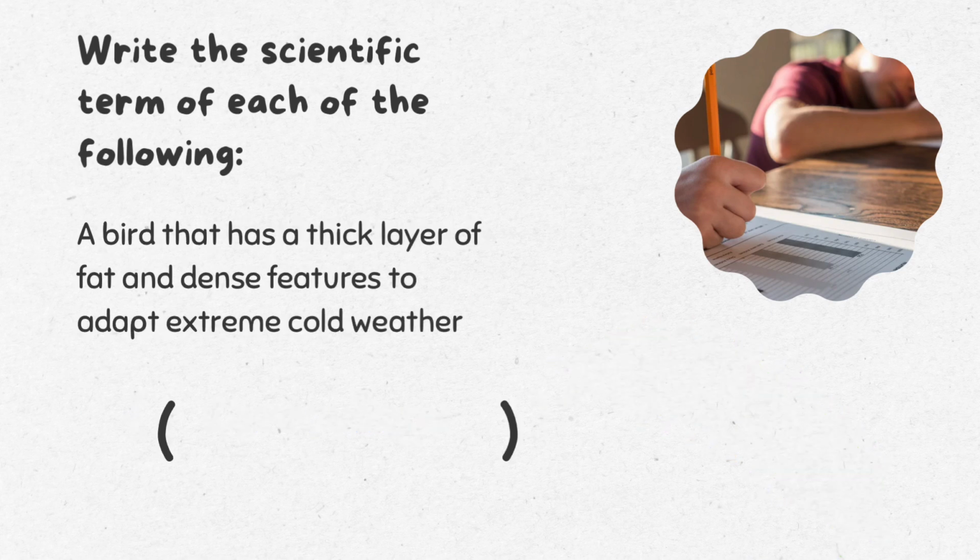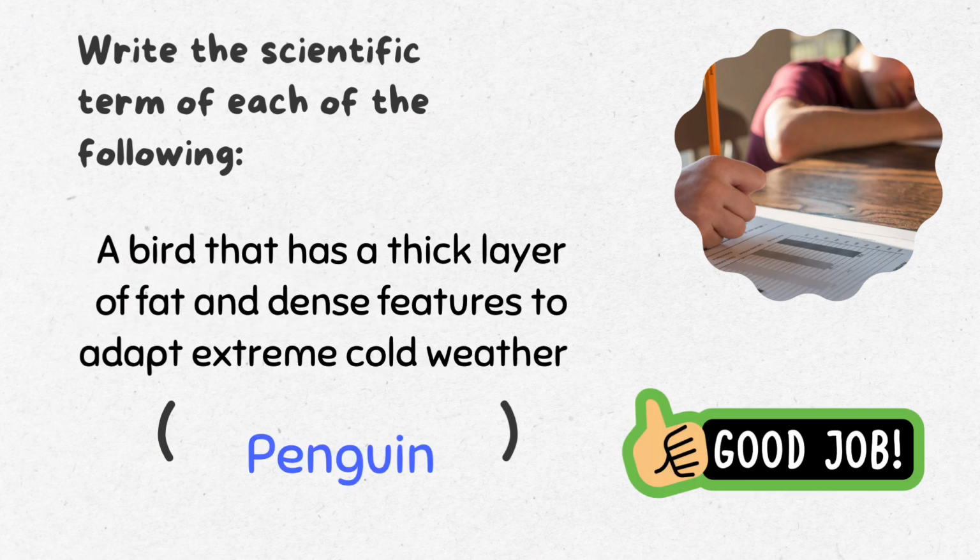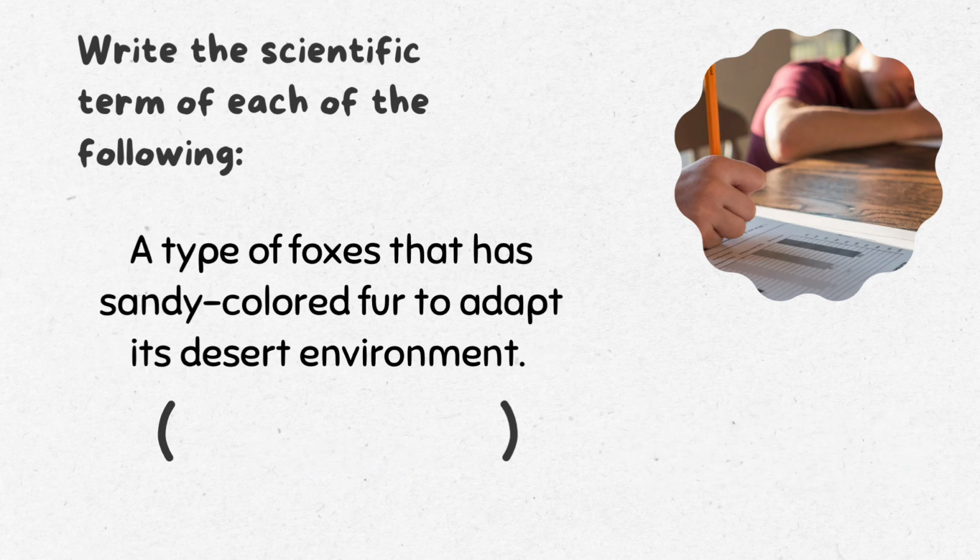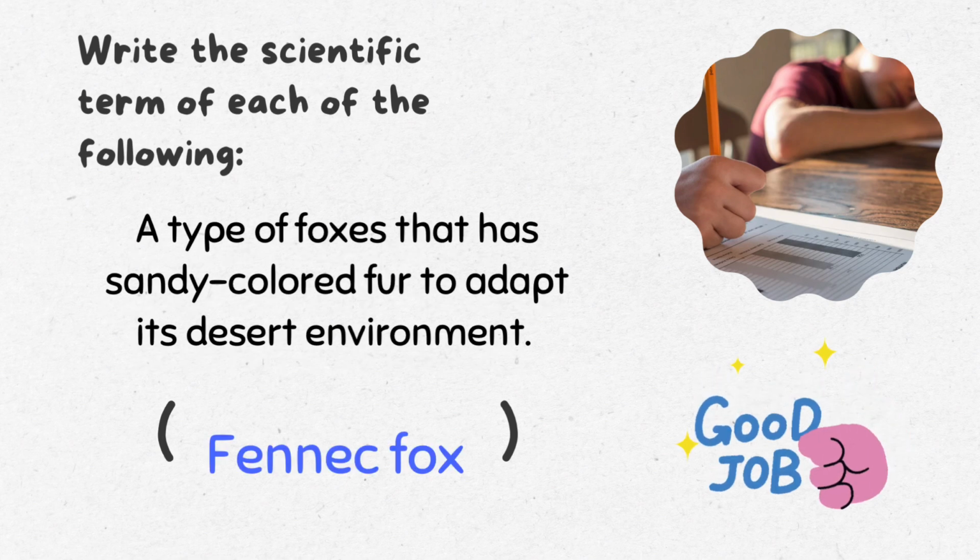Next we have a bird that has a thick layer of fat and dense feathers to adapt to extreme cold weather. I think it's very easy. Okay, well done. It's the penguin. So I think this one was very easy. Okay, let's move to the other one. We have here a type of fox that has sandy-colored fur to adapt to its desert environment. Yes, fennec fox. Very nice.